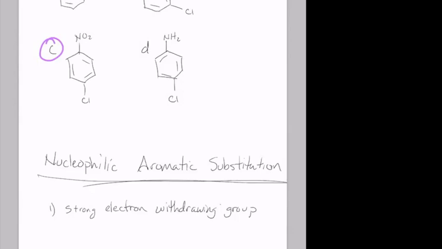Here, it's the exact opposite. We need it to have a strong electron withdrawing group because the nucleophile will attack our ring. The ring's actually playing the role of an electrophile in these reactions. Okay, so that rules out which one of these?